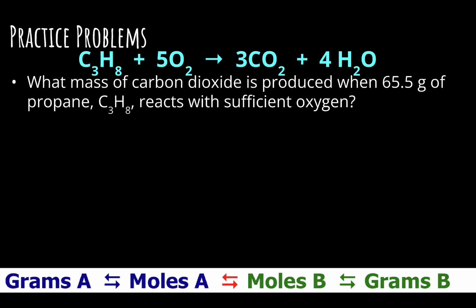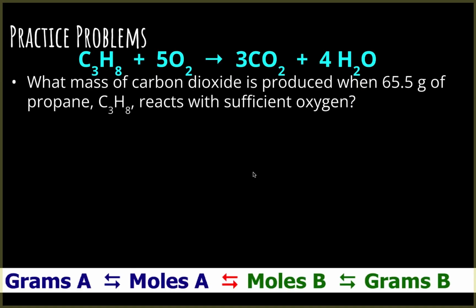Okay, last example problem. So now it says what mass of carbon dioxide is produced when 65.5 grams of propane, C3H8, reacts with sufficient oxygen. So anytime you see sufficient or excess, that means we don't need to worry about that. All we care about are those 2 things that it talks about. The one that it gives us an amount for, the other thing that it's asking for an amount for. So any other thing they mention, you don't need to worry about. Okay, so this one, starting with grams, ending with grams. So this is one of those, again, that goes all the way across.